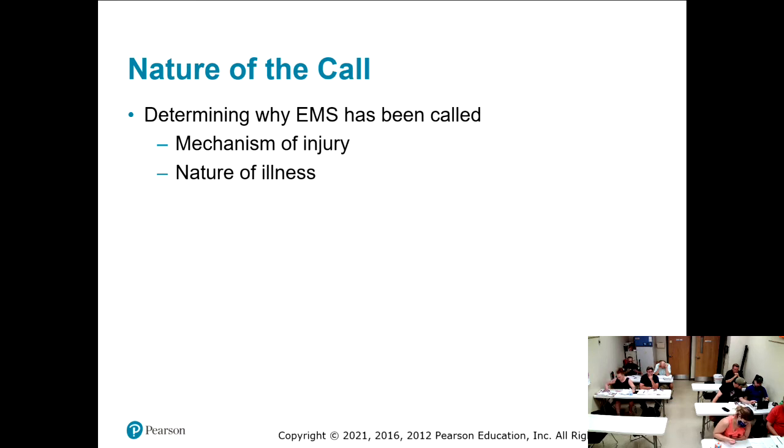Alright, so now we're going to get into the nature of the call. Why have we been called in the first place? Are we here for an injury? Are we there for an illness? Are we there for both? Sometimes accidents happen due to a medical issue. Sometimes we're treating both injuries and illnesses at the same time.